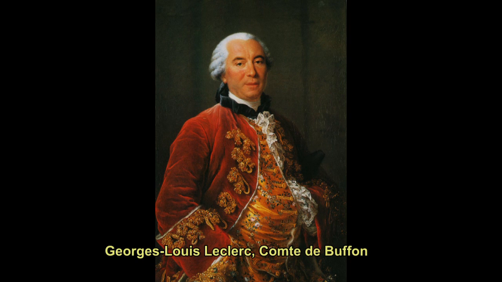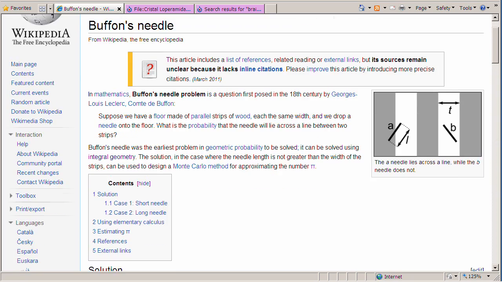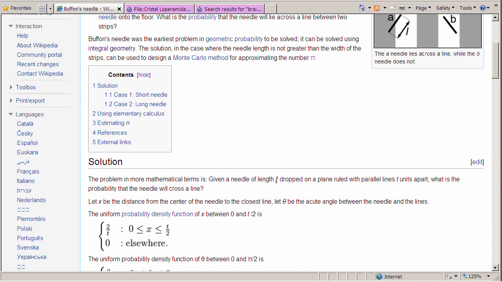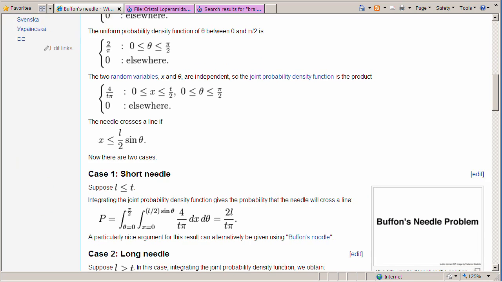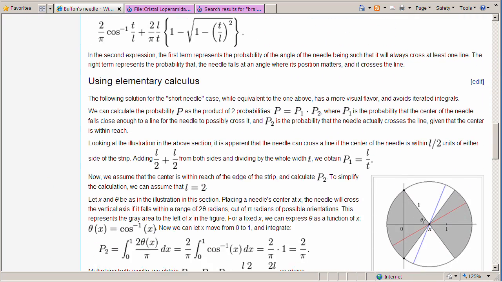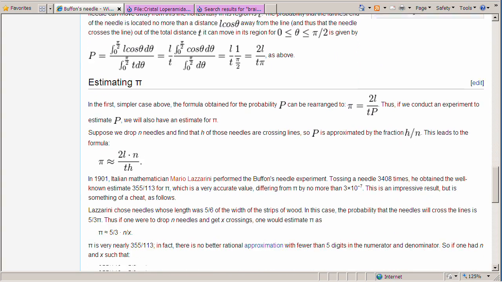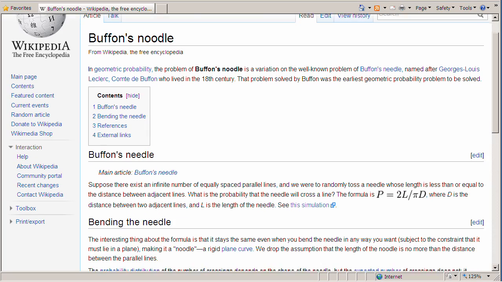This is actually a famous problem posed by the Comte de Buffon. It's called Buffon's needle, so he was actually throwing needles on the floor. But the solutions, it seems, are pretty complicated, something that only a math major would understand. So what I'm going to do is show a simpler way of understanding this problem and a simpler way of solving it. There's also a related problem that's called Buffon's noodle.